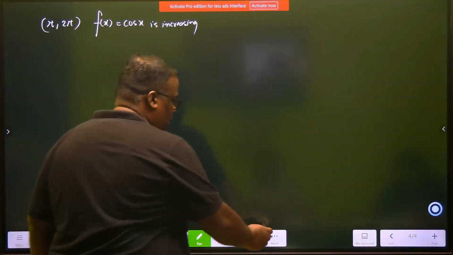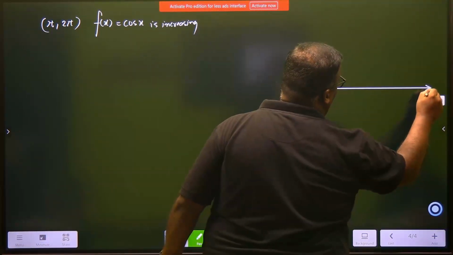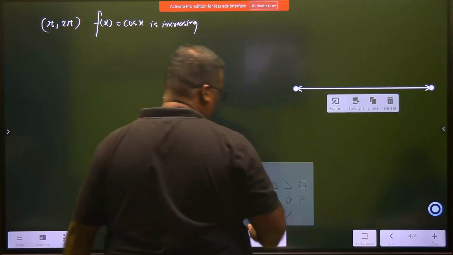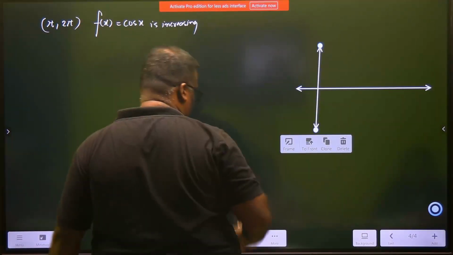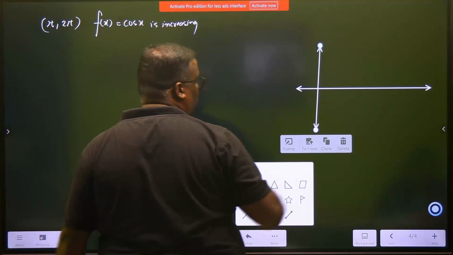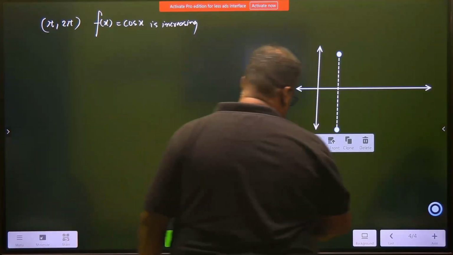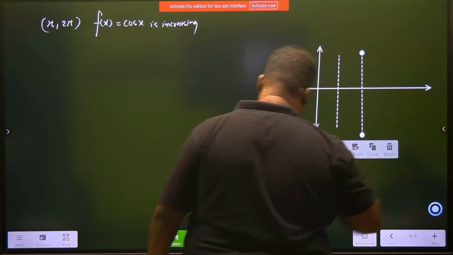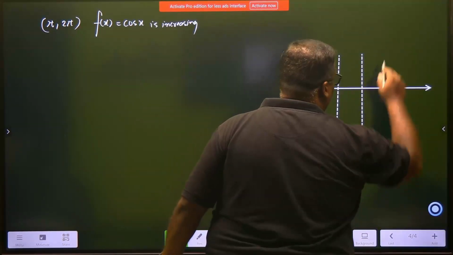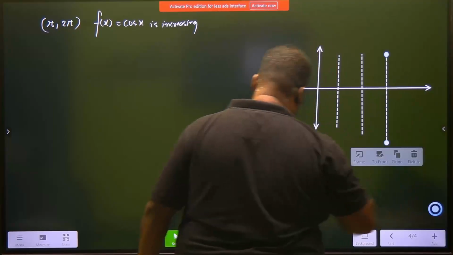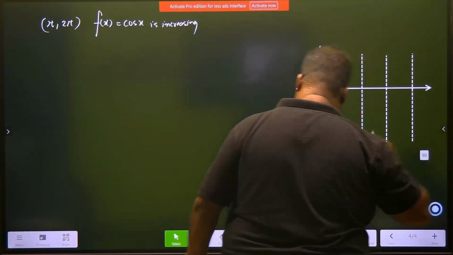So let us make our sine. Ultimately we will get a sine x graph only. So let us just make it here. They have asked you to check between pi and 2 pi. So the sine curve will be pi by 2, pi, 3 pi by 2, and then 2 pi.